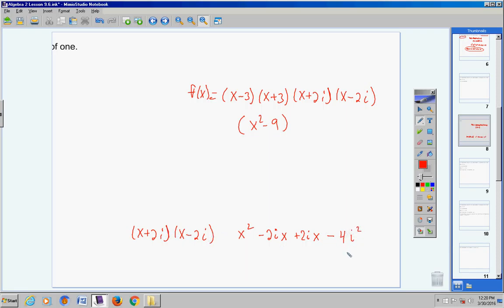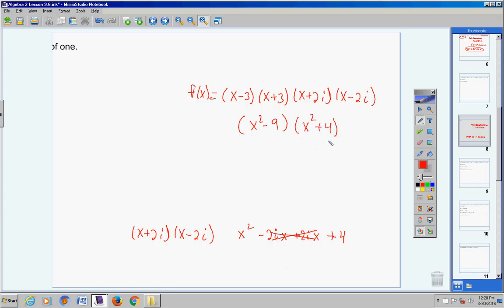Hold it. What have I taught you? You can put a negative 1 for i squared. We learned this earlier in the year. Do you remember? Negative 1. So where the i squared is, put a negative 1, not i squared. And now, negative 4 times negative 1 is positive 4. Students, look. Negative 2ix, positive 2ix. What do they do? Cancel out, and you're left with what?